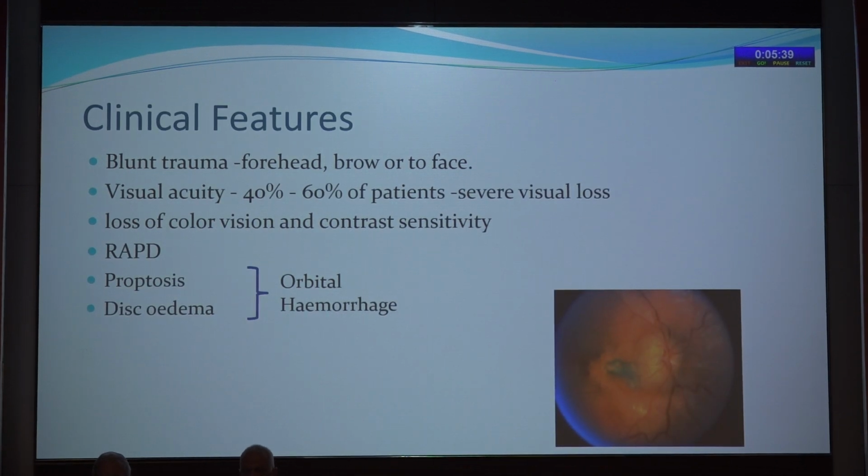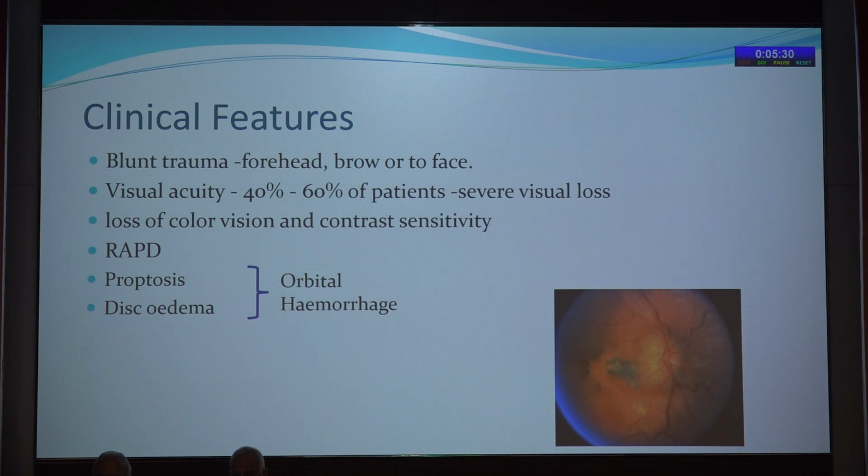Coming to clinical features, the patient will present with the classical history of blunt trauma, which may be on the brow, somewhere on the face, or maybe the forehead. The presenting visual acuity is generally very poor in around 60% of cases. Many of them may present as low as no PL as well. If the vision is good at all, you may have loss of color vision and contrast vision, depending on the severity of injury. Sometimes there is contralateral eye involvement also, so you may have poor color vision and poor contrast sensitivity in the other eye also.